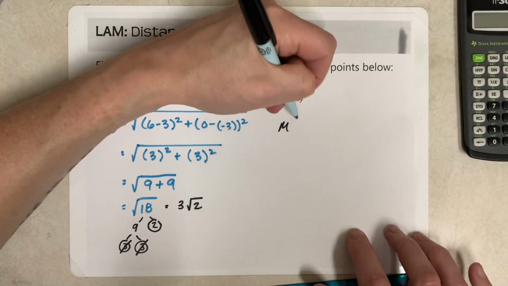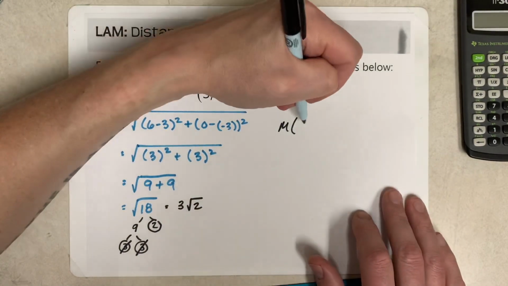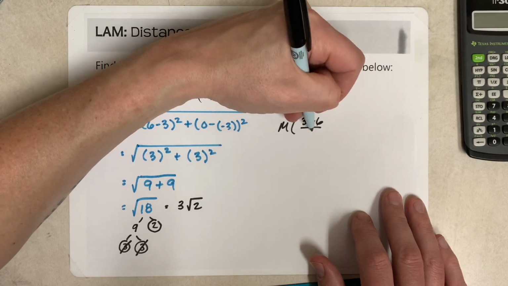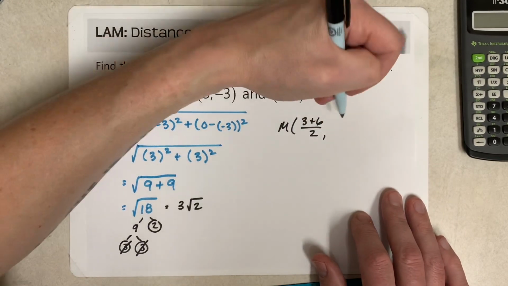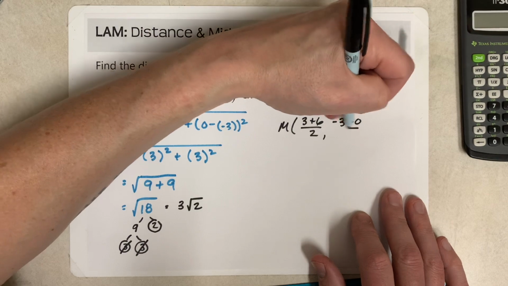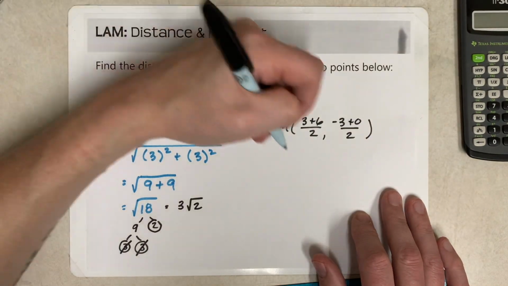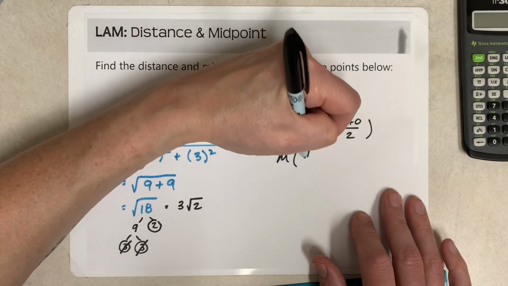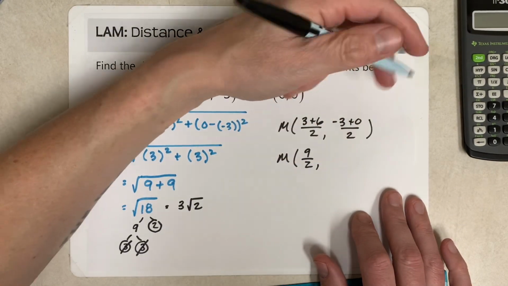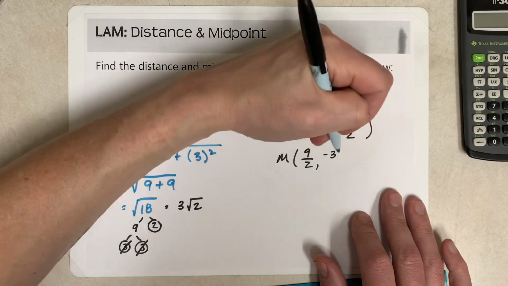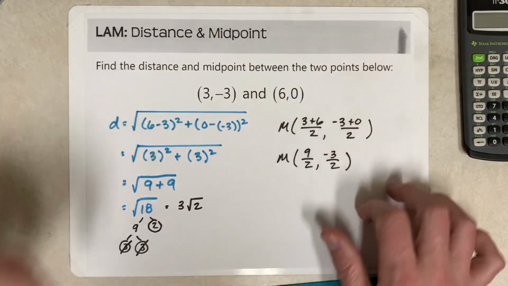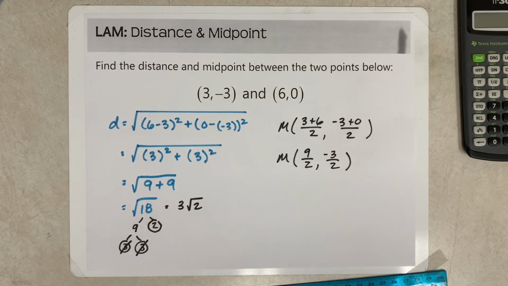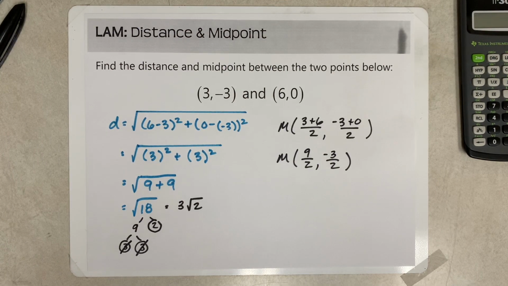Let's find our midpoint. So our midpoint, 3 plus 6 over 2, comma, negative 3 plus 0 over 2. 6 plus 3 is 9 over 2. Negative 3 plus 0 is negative 3 over 2, and just leave them like that because they're fractions and you really can't do anything more with that. You don't have to turn them into decimals or anything, just leave it. All right.